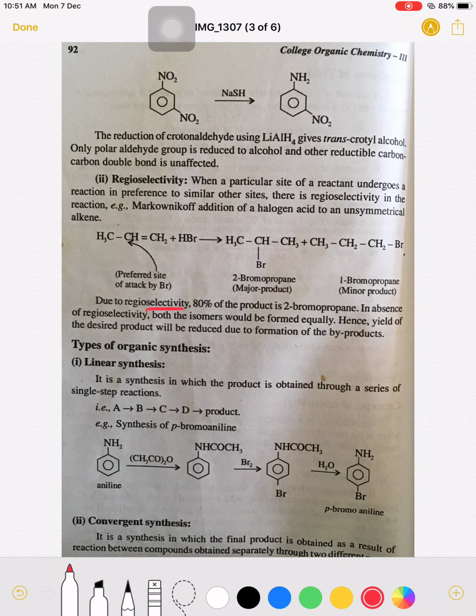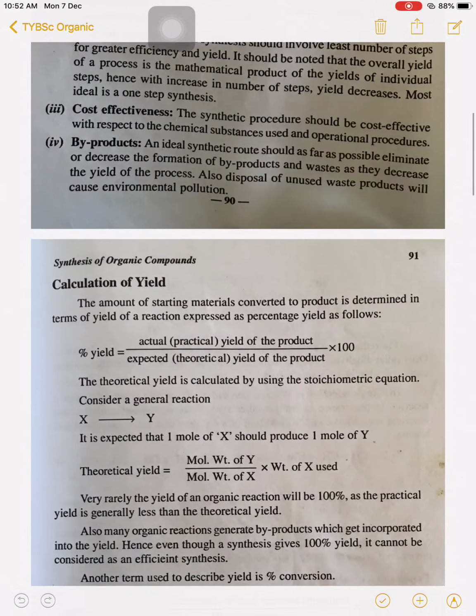Due to regioselectivity, 80% of the product is 2-bromopropane and only 20% is 1-bromopropane. In the absence of regioselectivity, both isomers would be formed equally, hence the yield of the desired product would be reduced due to formation of byproduct. So if you want 2-bromopropane as the major product, it has to follow the Markovnikov rule when we are adding HBr. This is what we have seen here.